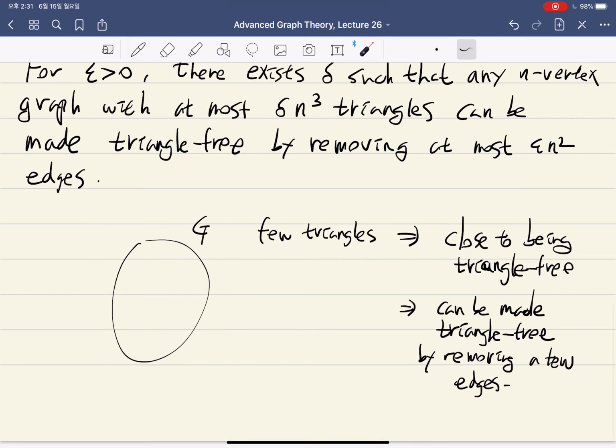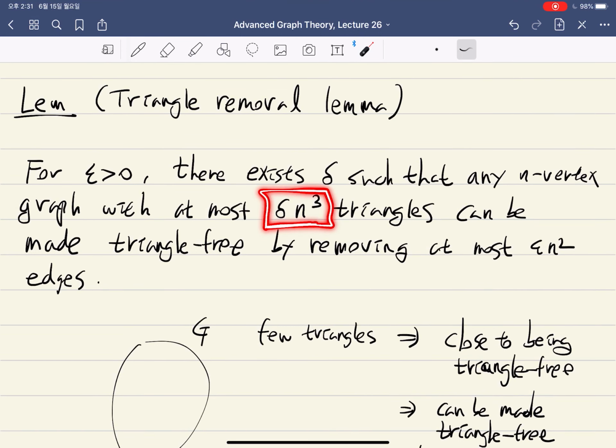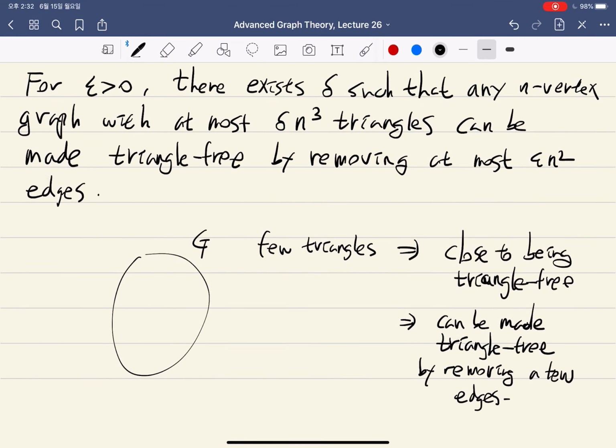But here, the number of triangles is some constant times n cubed, and the number of edges you are allowed to delete is only quadratic. So you can imagine n is much larger, because we don't have any restriction on n. So n could be much larger than epsilon or delta. There are so many triangles that you cannot really delete one edge from each triangle. So it's not trivial that you can actually remove only quadratically many edges to make all the triangles go away.